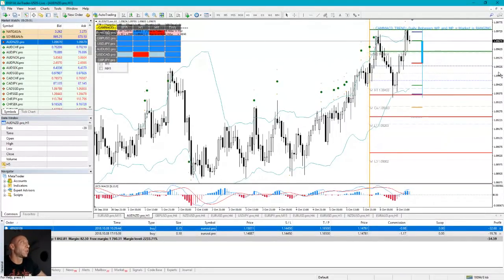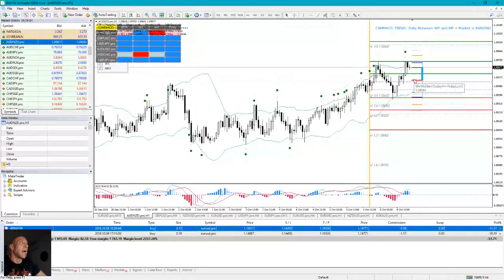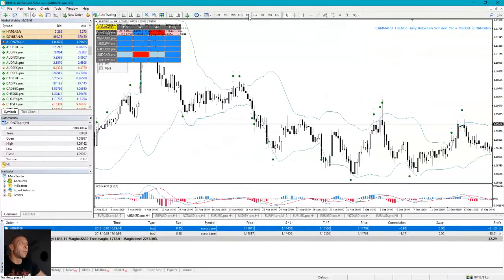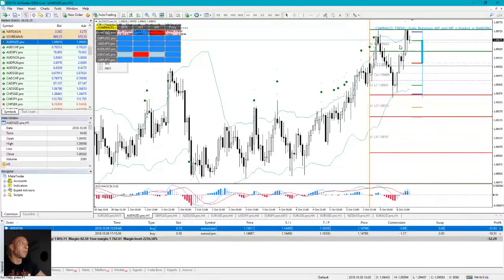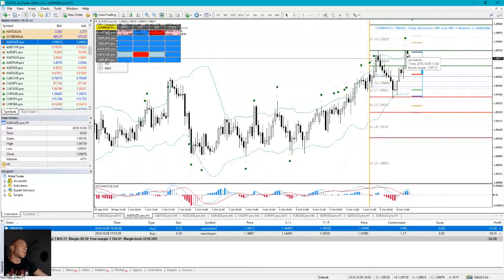This is the Australian dollar, New Zealand. Uptrend, this will probably change tomorrow. So I would wait for maybe a retest. You see, it's retesting. So if it breaks this level here, it should go up. So to me, this is looking bullish. Yes.